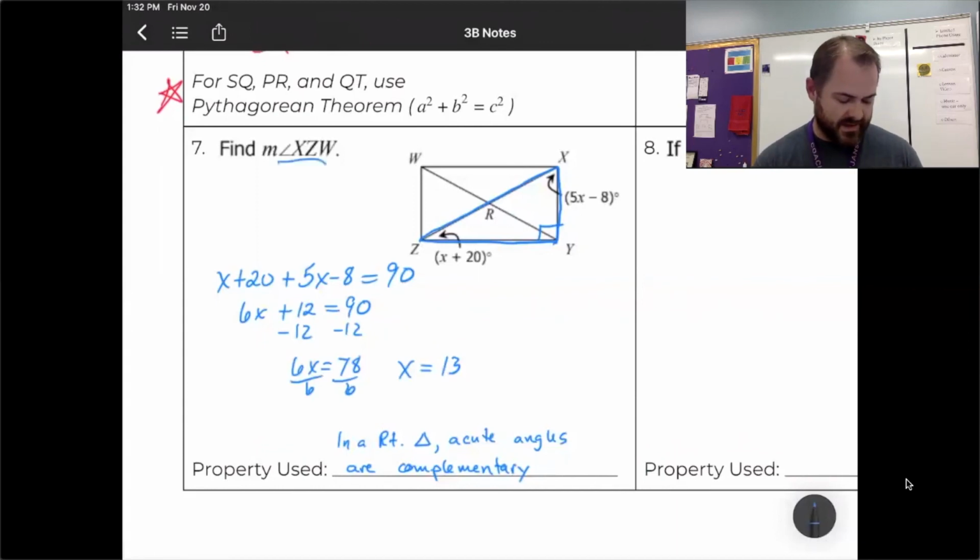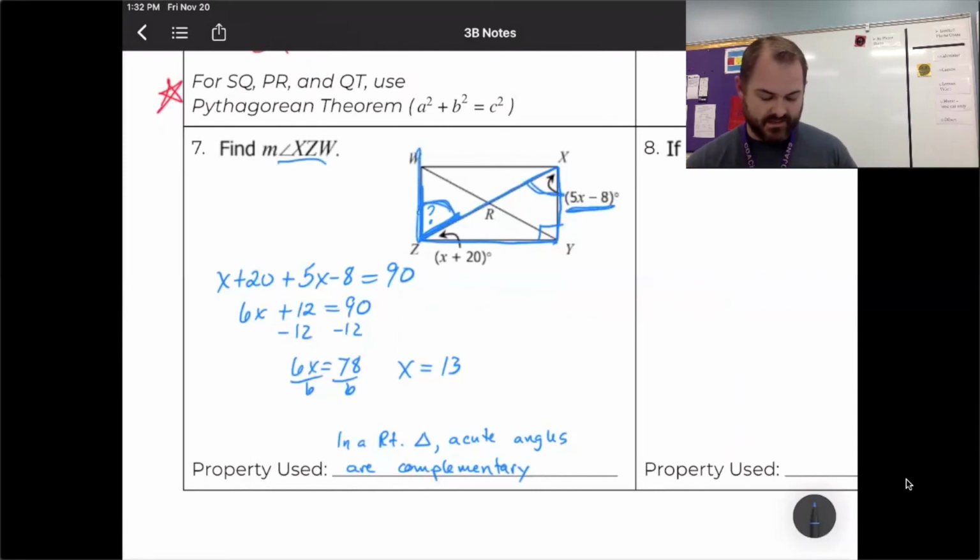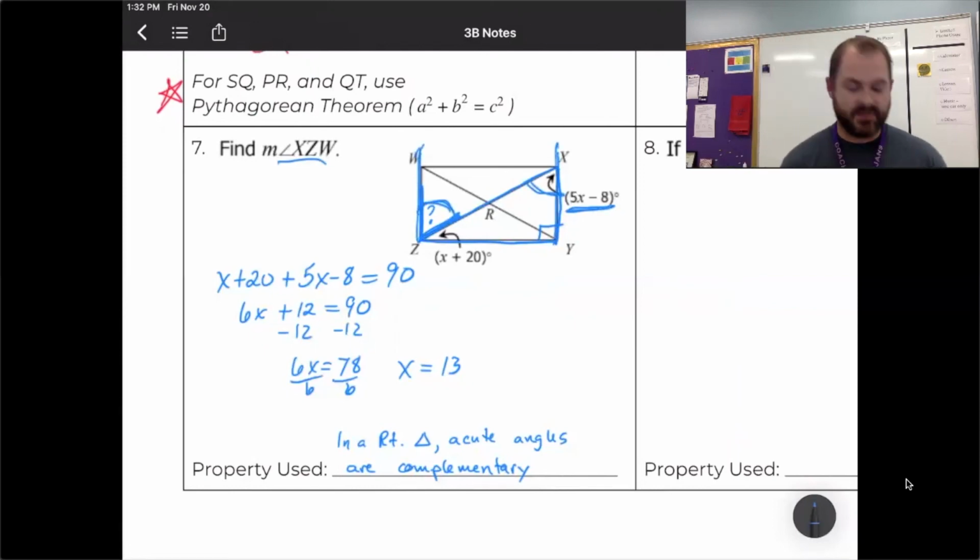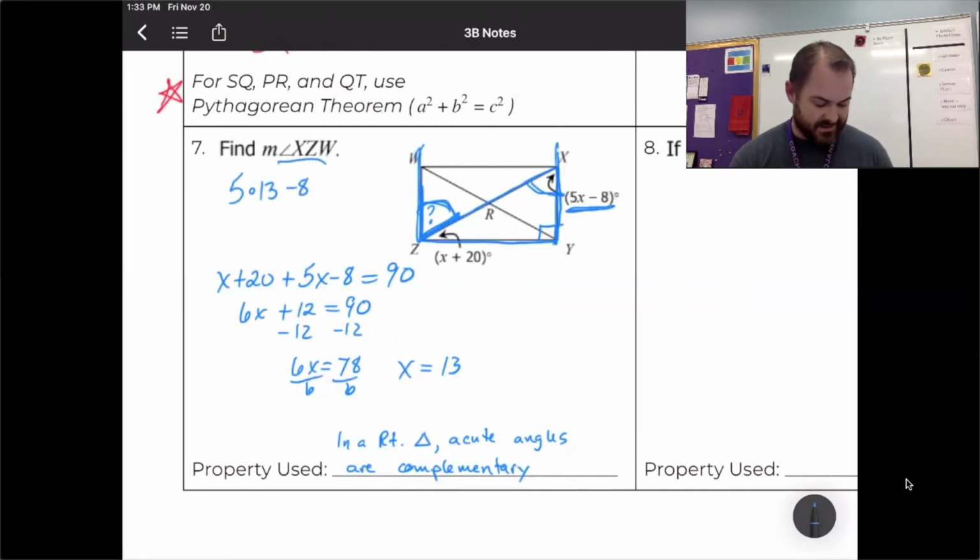They want the measure of angle XZW. XZW is this angle measure here. All right? That angle measure is congruent to this angle measure because they're alternate interior angles and these sides are parallel. So all I have to do is plug back into that expression, 5x minus 8. So I'm going to do 5 times 13 minus 8. And when I do that, 5 times 13 is 65. 65 minus 8 is 57 degrees.